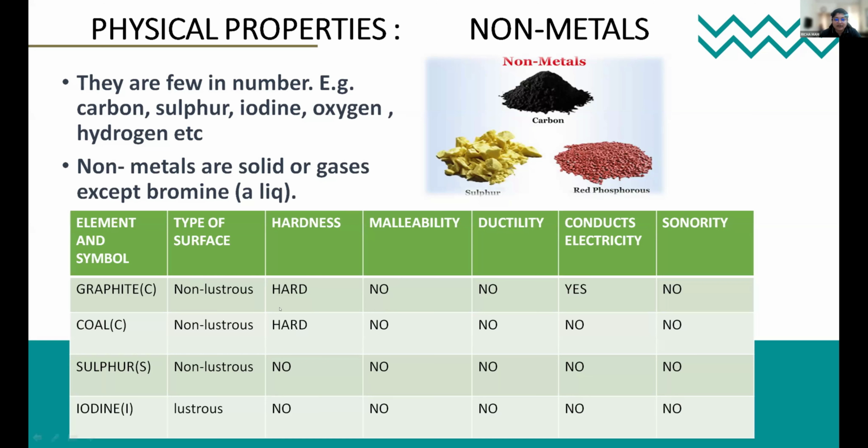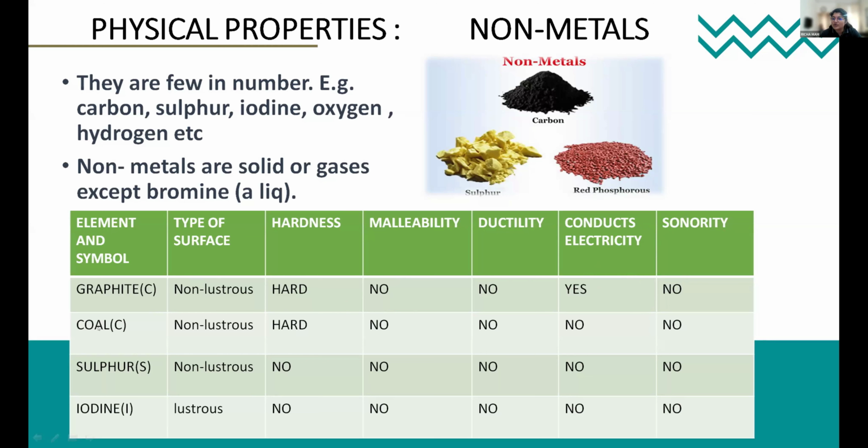So graphite is non-malleable and non-ductile, but it conducts electricity. Sonority, no. There are a few exceptions, but the general property is that non-metals are bad conductors of heat and electricity.